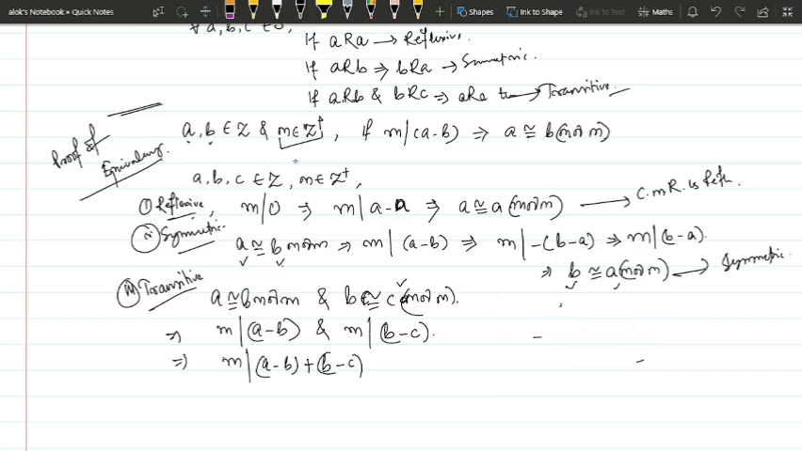So here also we can write that M divides A minus B and M divides B minus C. This implies that M divides the sum of these. Here the minus B and plus B are cancelled. What do we have? A minus C. This implies that A is congruent to C modulo M. Hence this proves the transitivity.